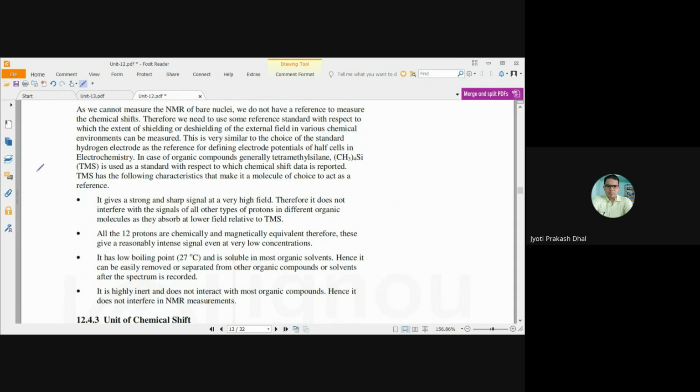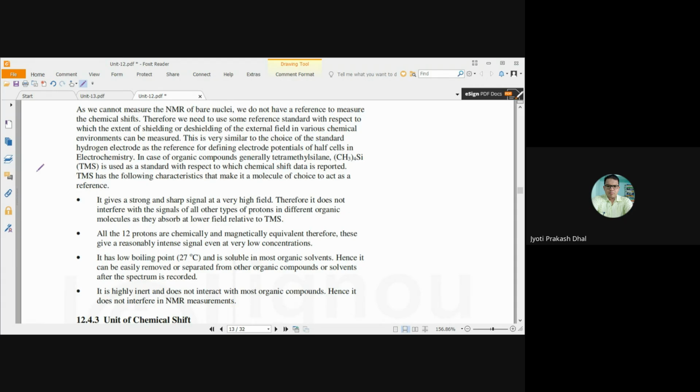As we have already discussed, the NMR of bare nuclei is not possible. We do not have a reference to measure a chemical shift. Therefore, we need some reference standard with respect to which the extent of shielding and de-shielding by the external field versus the chemical environment can be measured. This is very similar to the choice of a standard hydrogen electrode as the reference for defining the electrode potential of half cells in electrochemistry.